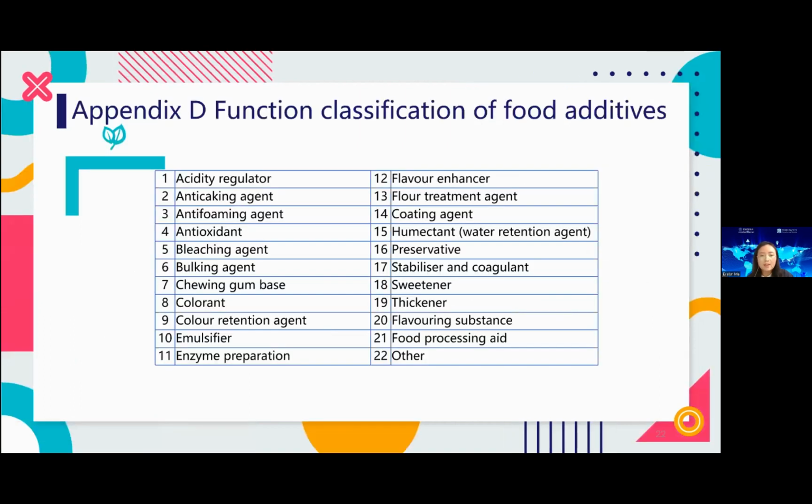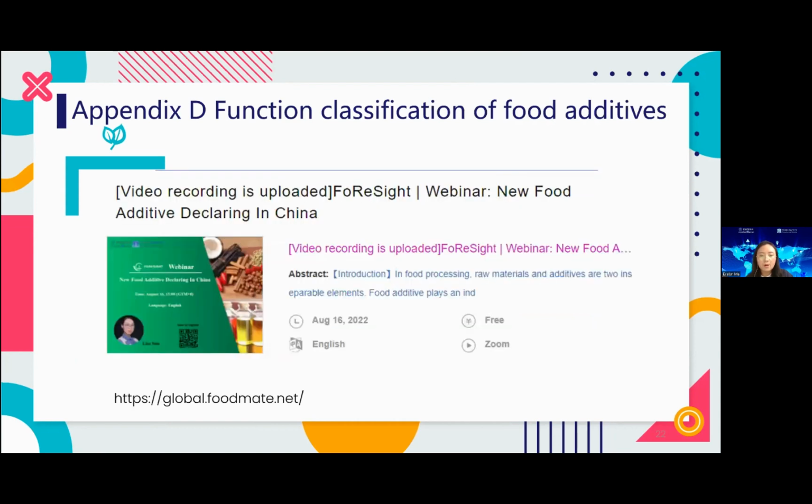And Appendix D is about the function of the food additives. And there are 22 functions here. We can see that. I have emphasized that the 22 functions are quite important because it not only can check the functions of the existing food additives, but also when applying for the new food additives. The functional categories can also be very helpful. If you want to know more about the new food additives, you can go to our website to learn the related course. We have already uploaded a video record on it.